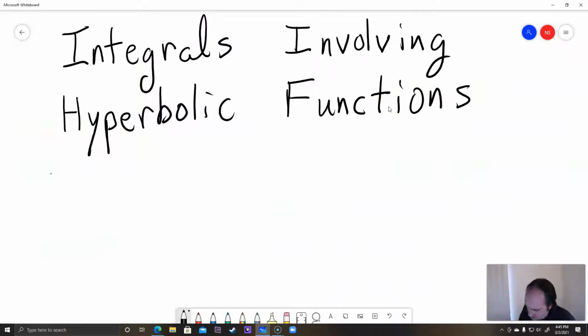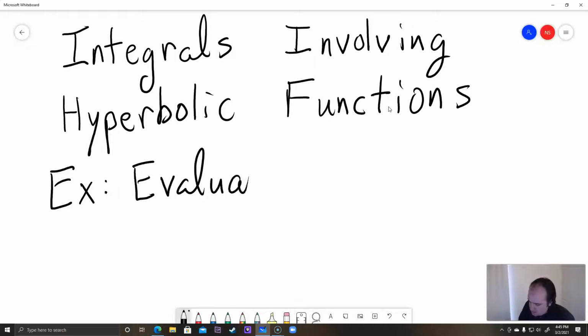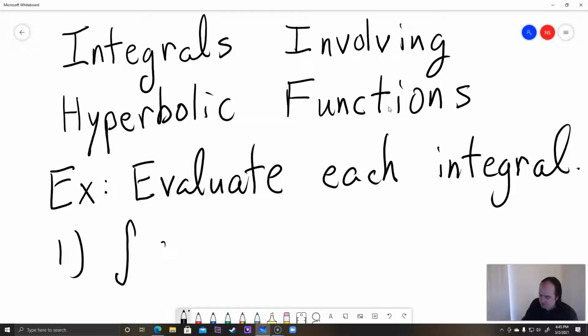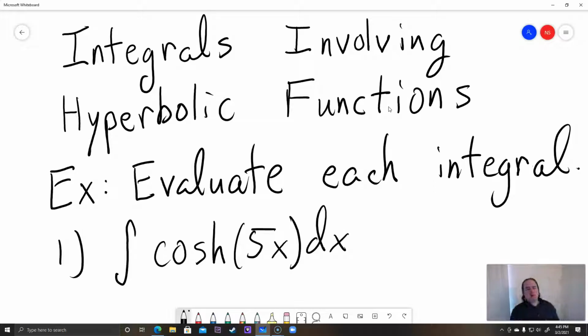Okay, that'll be our first example. Evaluate each integral. Okay, and for our first integral, we're going to be doing a pretty easy one. So number one is just going to be the integral of cosh of 5x dx. Okay, the integral of cosh of 5x dx.